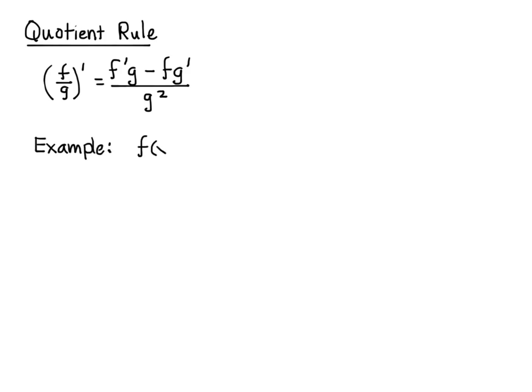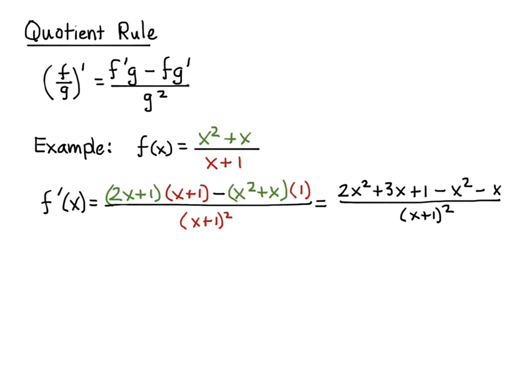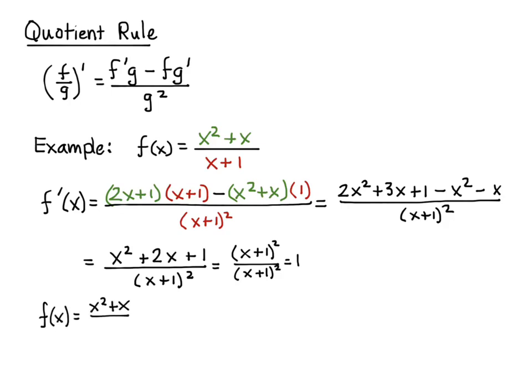And the example that I gave last time was taking x squared plus x over x plus 1. So I'm treating the numerator as a function, the denominator as a function, and then basically taking the derivative of the numerator times the denominator minus the numerator times the derivative of the denominator, over the denominator squared. And so we get this, and when we simplify it, we get x squared plus 2x plus 1 over x plus 1 squared, and if I factor the numerator, I can see that those things cancel out and I get 1.